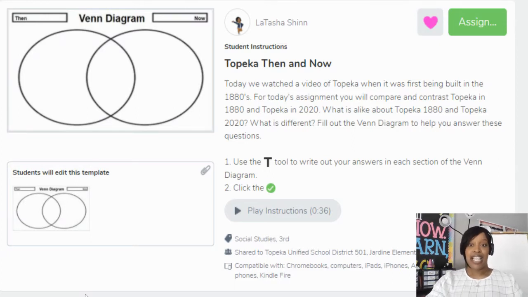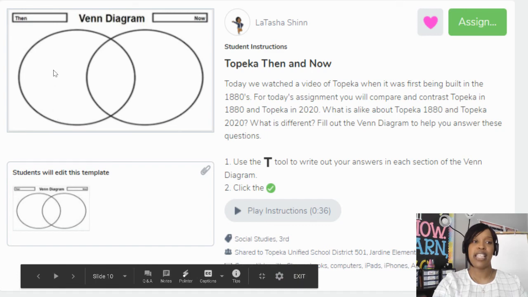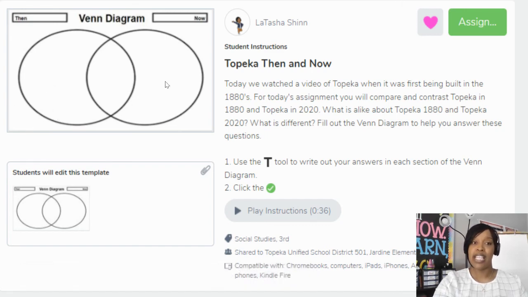So remember, in today's lesson, we're going to use this Venn diagram. You're going to tell me one thing about Topeka then that was different from Topeka now, and one thing about Topeka now that was different from then, and something that was alike in Topeka then and now. And you're going to put that right there in that middle part.